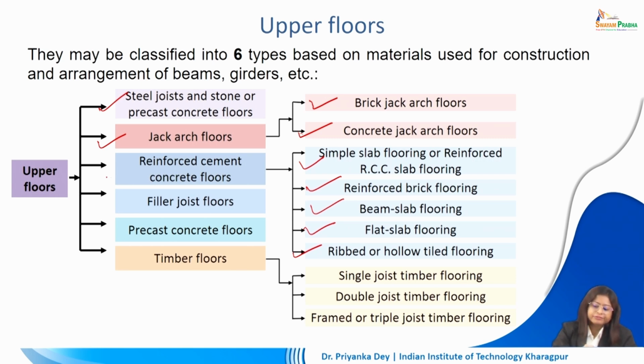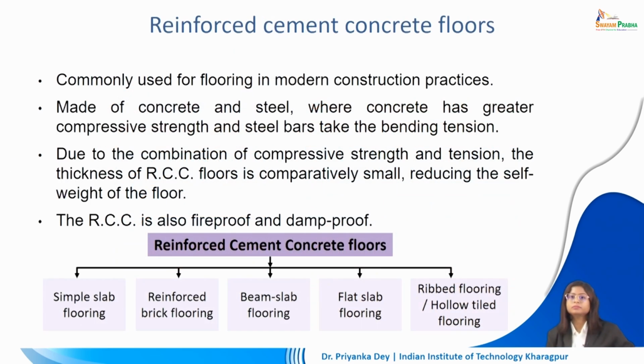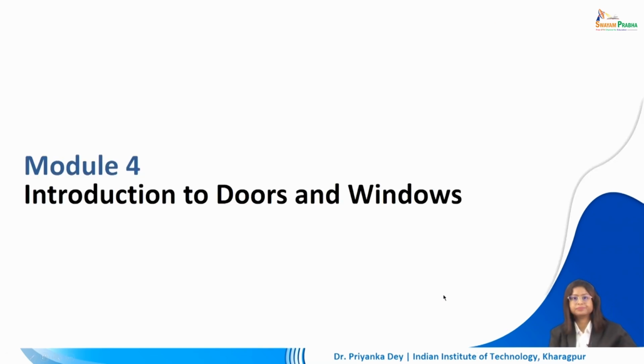We can also have filler joist floors, precast concrete floors, and timber floors as well. In case of timber floors, we can have single joist timber flooring, double joist timber flooring, or we can have framed or triple joist timber flooring. Now, the name basically is coming from the number of members that we are using to create this type of flooring. In case of reinforced concrete floors, we can have, as already mentioned, simple slab flooring, reinforced brick, beam slab flooring, flat slab flooring, and ribbed flooring.